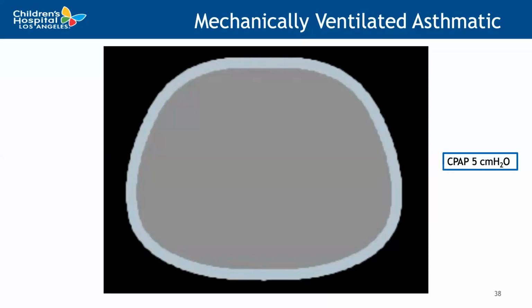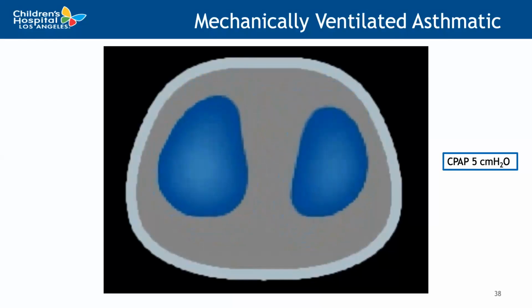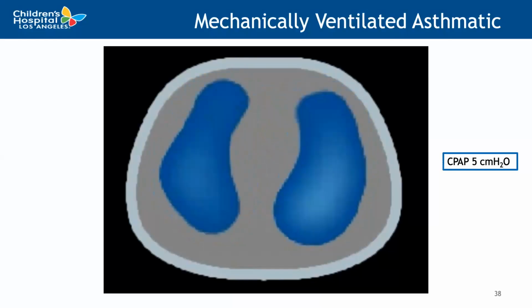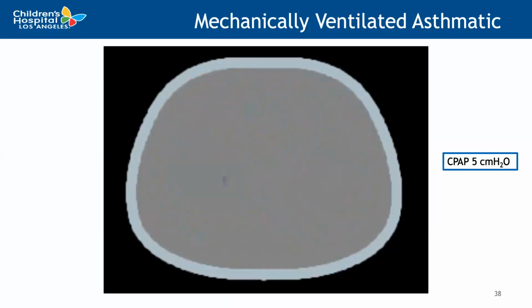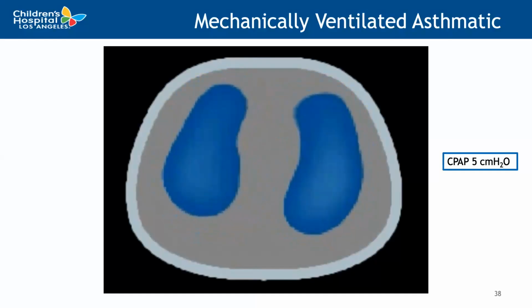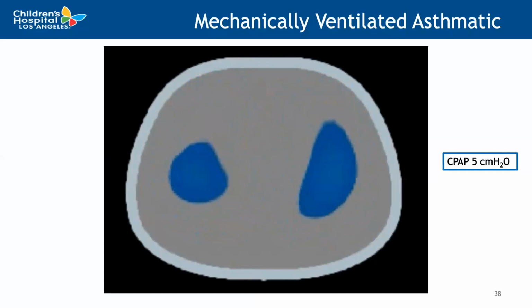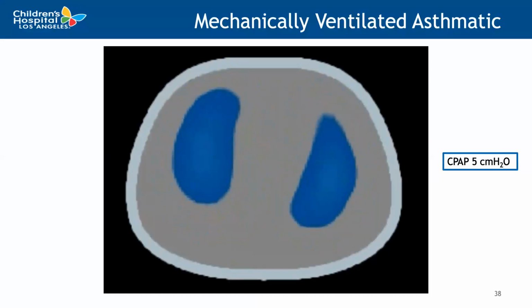And what we found when we did EIT is what we would expect for an asthmatic. They were quite overinflated, but then they had this really prolonged exhalation phase. And as you can see, they really had delayed emptying in both lungs. And so it begged the question of what can we do to overcome this and facilitate successful extubation?